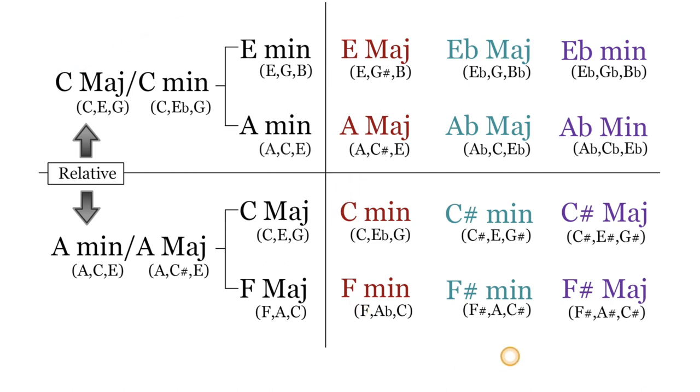These six chords up in the top right section are the chromatic mediants in relation to C major, whereas these six chords in the bottom right section are the chromatic mediant chords for the key of A minor. Let's first start with the key of C major. The three chord again is this E minor chord.